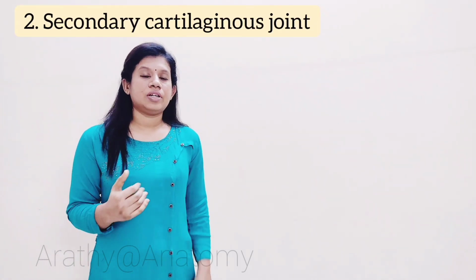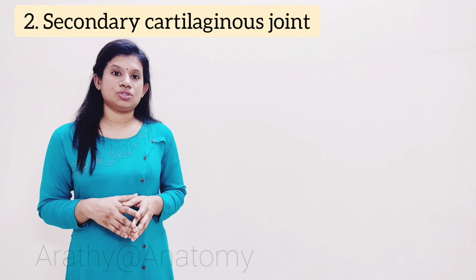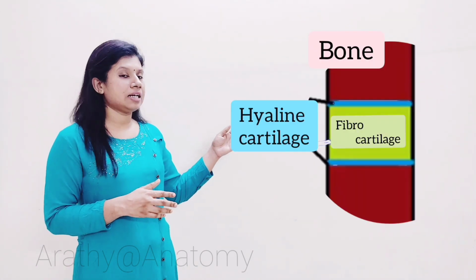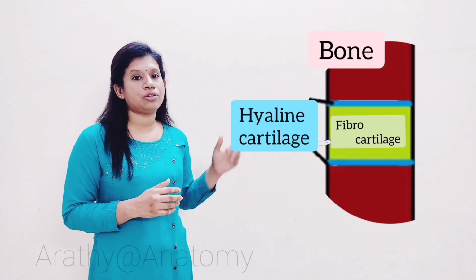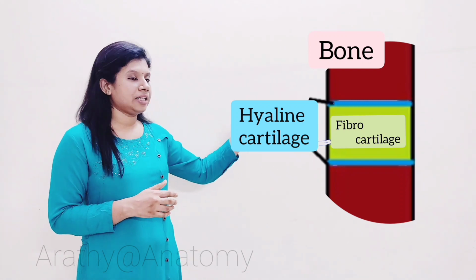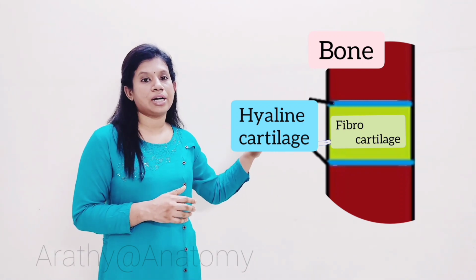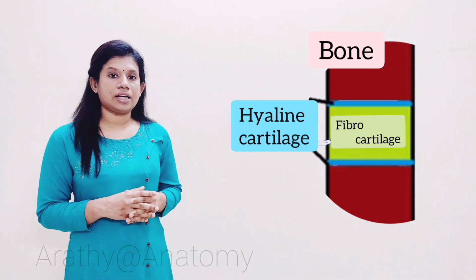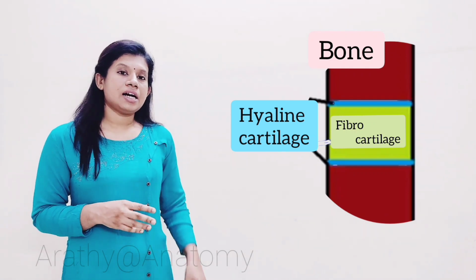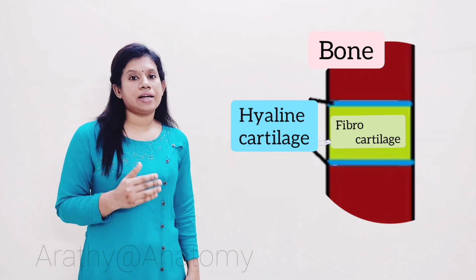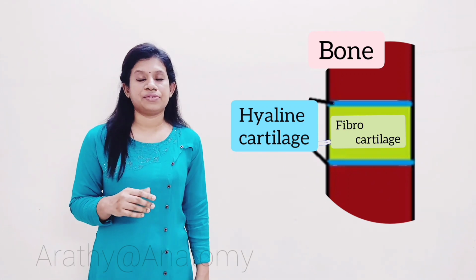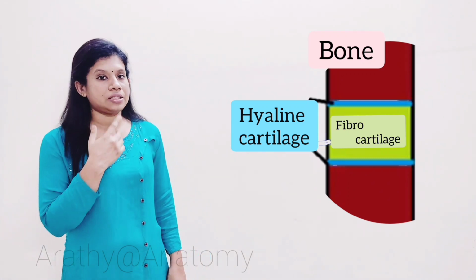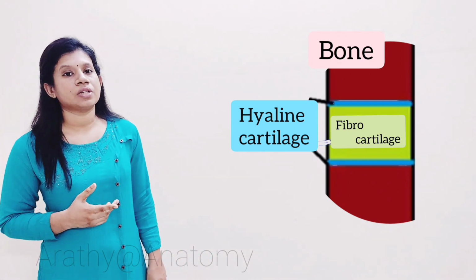Moving on to the second one, that is called the secondary cartilaginous joint. Here, the articular surface is covered by a thin plate of hyaline cartilage, which is united by a plate of fibrocartilage. So that is called the secondary cartilaginous joint. Secondary cartilaginous joint is permanent and persists throughout your life. However, symphysis menti is a misnomer for this.